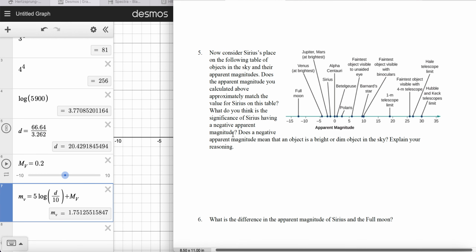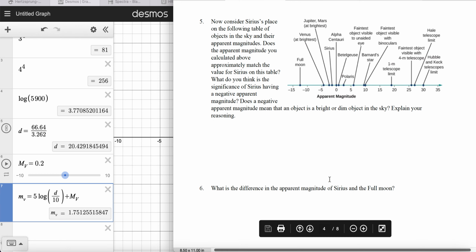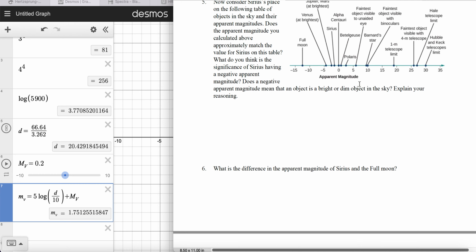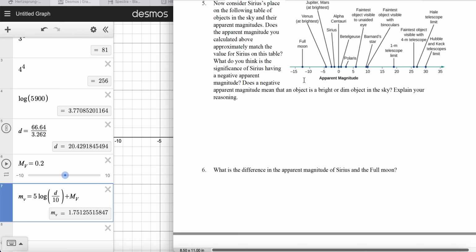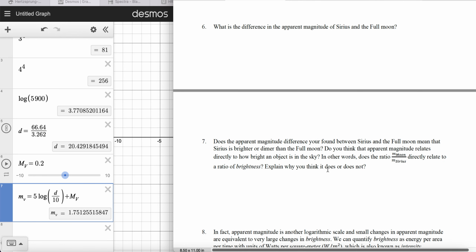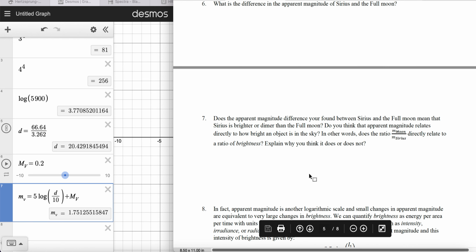Okay, so here I ask about some understanding of this very figure, such as, does a negative apparent magnitude mean the object is bright or dim? Well, I kind of gave that away, so hopefully you're able to interpret that and give your answer down below. Okay, so moving on, question 6, what is the difference in apparent magnitude of Sirius and the full moon? That's just reading them off the chart here, right? So you're just going to read where Sirius is, read the full moon, tell me the difference between them, okay? You can write it out as a sentence if you want, so you make sure you're answering the question the way I want it answered.